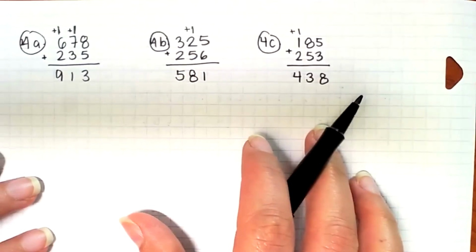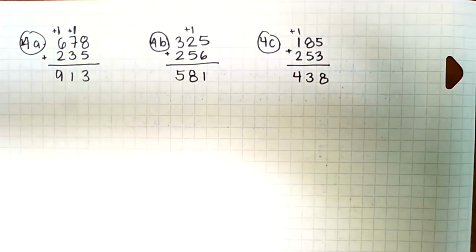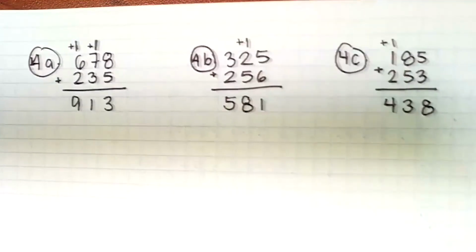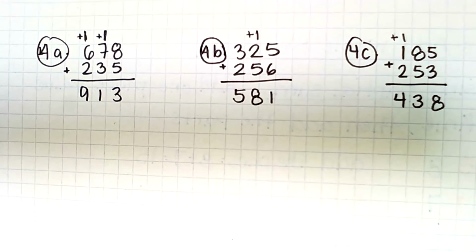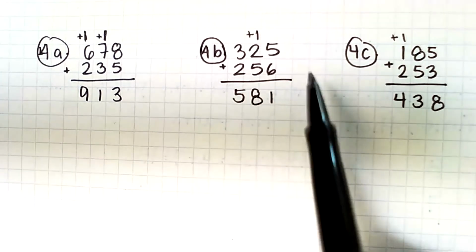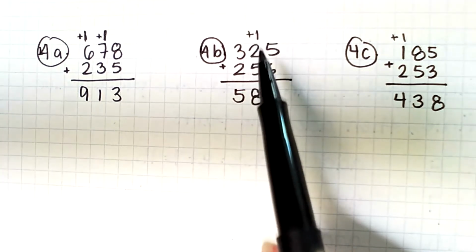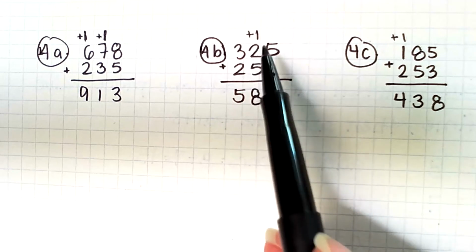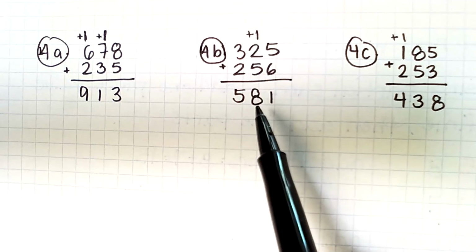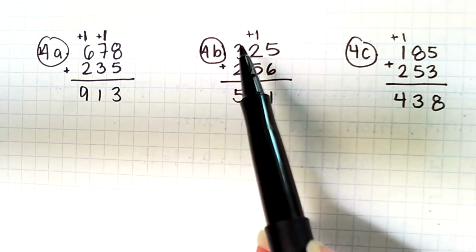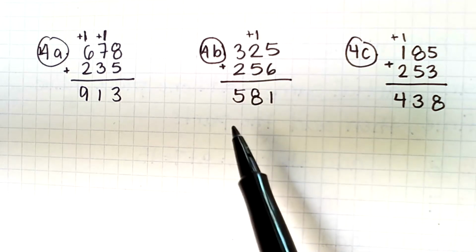For 4B, I did the same type of operation. I used my standard algorithm when I was adding, and I did 5 plus 6 gave me 11. So I put my 1 over here from the 11 and I put the tens part in the tens. 2 plus 5 is 7, plus 1 more is 8. I didn't need to regroup anything. And 3 plus 2 over here gave me 5.